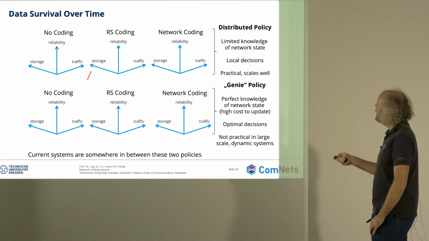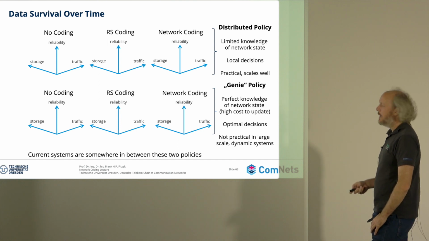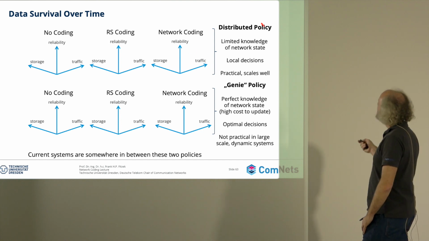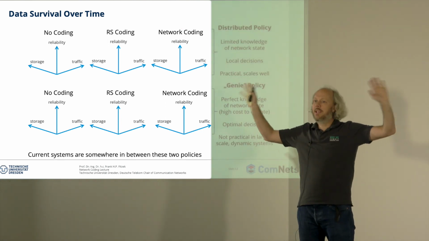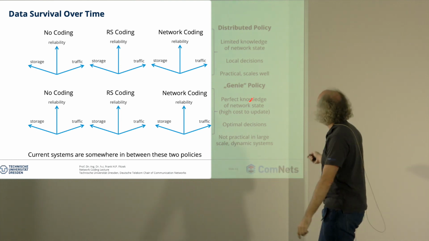And here we have no coding. Here we use Reed-Solomon, and here we use network coding. And then we have 2 of them. This is the fully distributed policy. We don't know what happened. Totally chaos. And here is Genie.